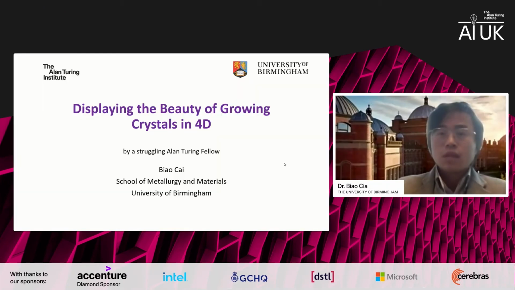Okay, our next speaker is Dr. Biao Tai, a Turing Fellow. He's a lecturer in the School of Metallurgy and Materials at the University of Birmingham, and his main role is to coordinate the Diamond Birmingham collaboration, which is a long-term collaboration established between the University of Birmingham and the Diamond Light Source, which is of course the UK's synchrotron X-ray source. So Biao, let's bring you up to the stage and hear your presentation. Over to you.